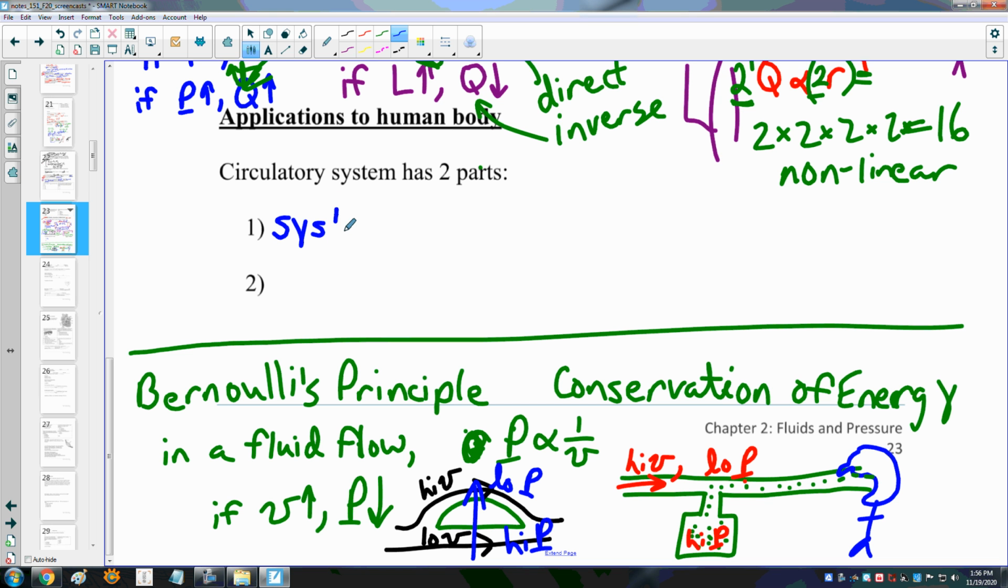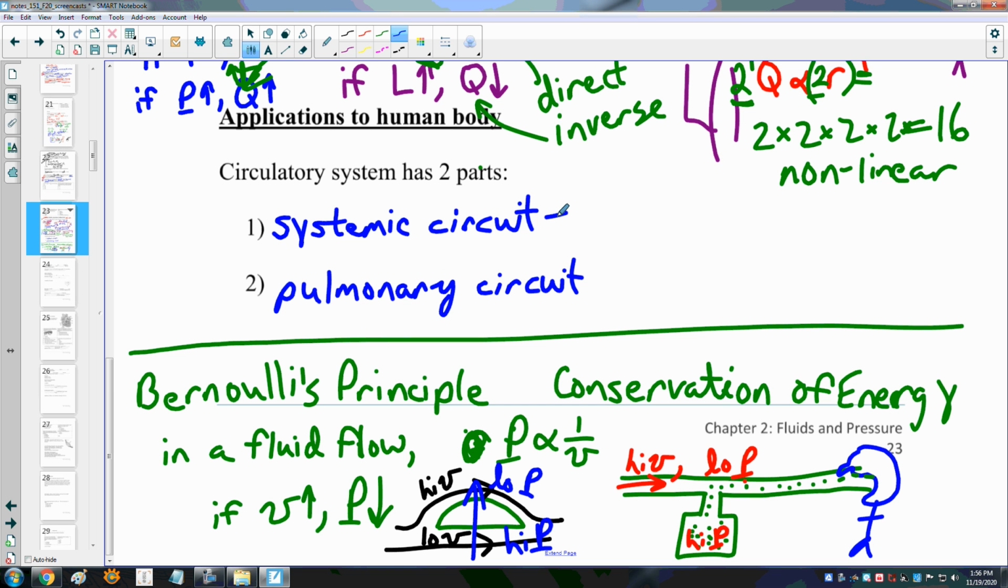It has the systemic circuit and it has the pulmonary circuit. Be able to identify each of these, describe them. The systemic circuit takes blood to the body. So it goes from the heart out to the various parts of the body and then comes back again.